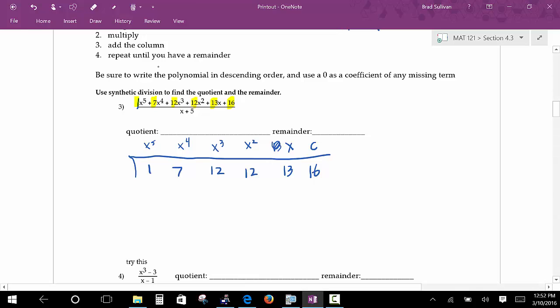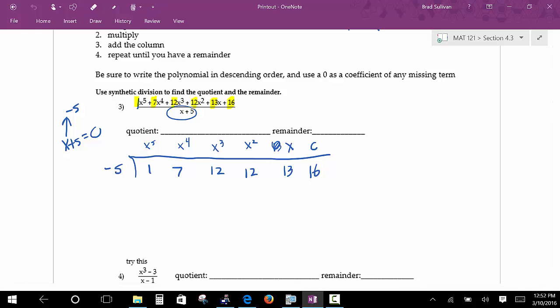Now, what you do on this is you don't worry about the x plus 5. Think of it this way. If you had the equation x plus 5 equals 0, what's the answer? Negative 5. So you have to use a negative 5 there, okay? All right?